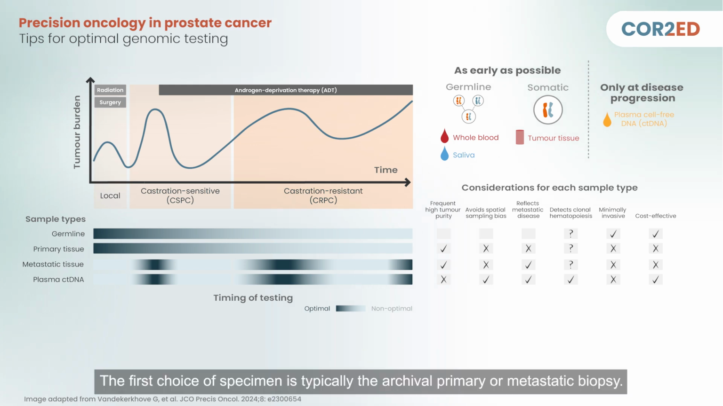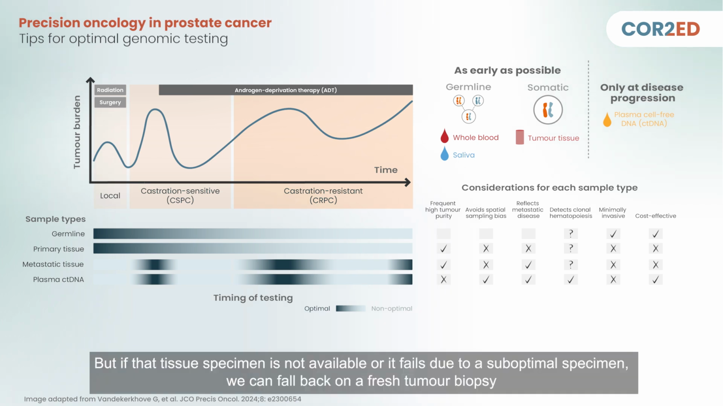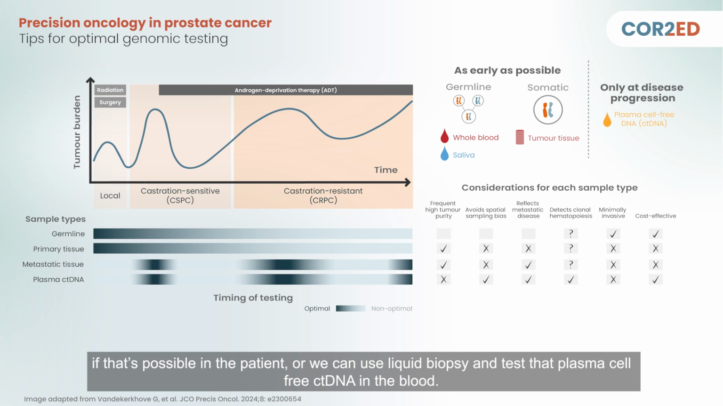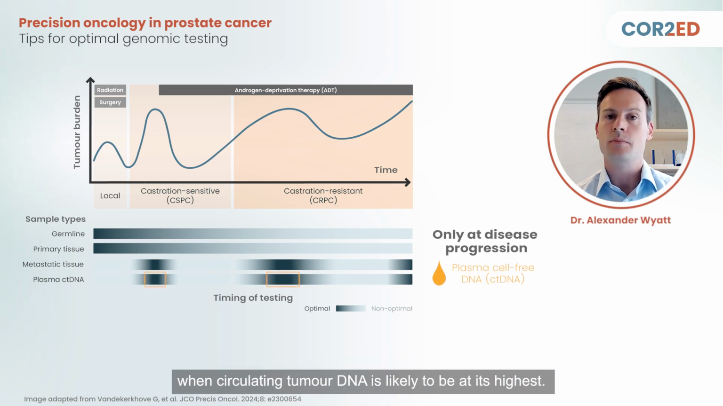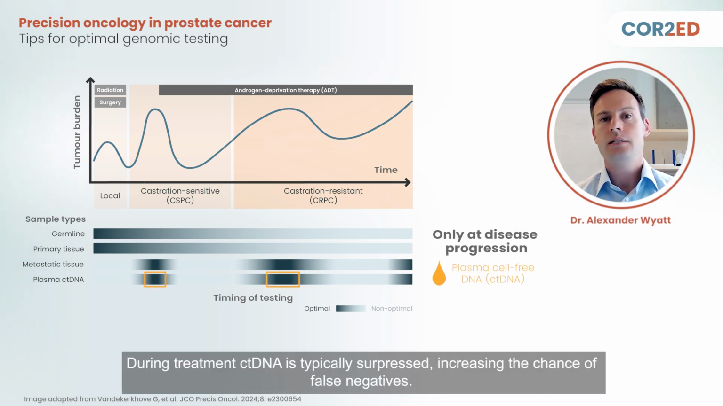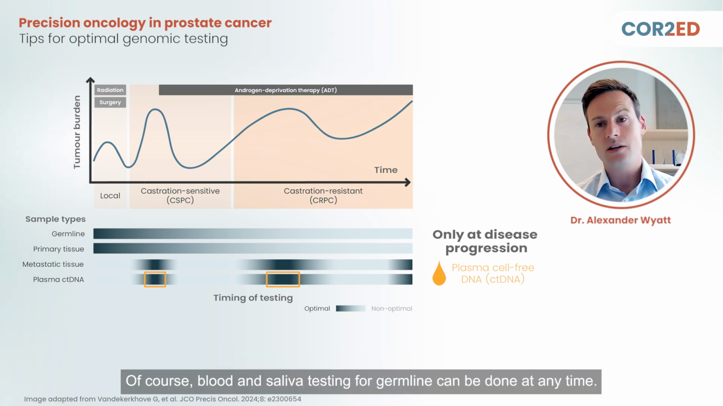The first choice of specimen is typically the archival primary or metastatic biopsy. But if that tissue specimen is not available or it fails due to suboptimal specimen, we can fall back on a fresh tumor biopsy if that's possible in the patient, or we can use liquid biopsy and test the plasma cell-free ctDNA in the blood. It should be noted that for ctDNA testing, it's really important to do that testing at time of disease progression, when circulating tumor DNA is likely to be at its highest. During treatment, ctDNA is typically suppressed, increasing the chance of false negatives. Of course, blood and saliva testing for germline can be done at any time.